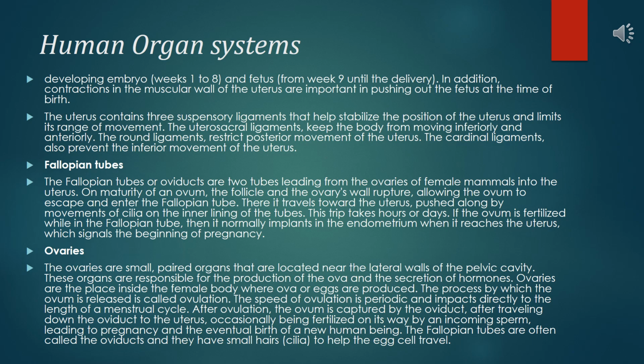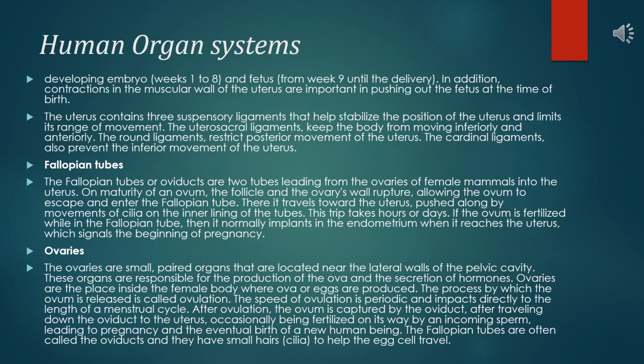The uterus contains three suspensory ligaments that help stabilize the position of the uterus and limit its range of movement. The uterosacral ligaments keep the body from moving inferiorly and anteriorly. The round ligaments restrict posterior movement of the uterus. The cardinal ligaments also prevent the inferior movement of the uterus.